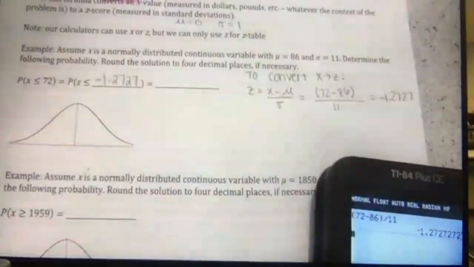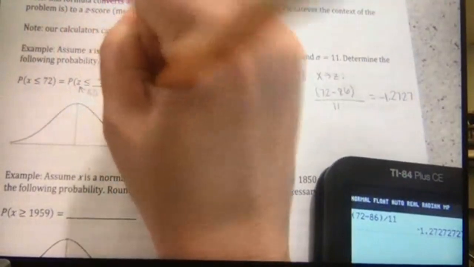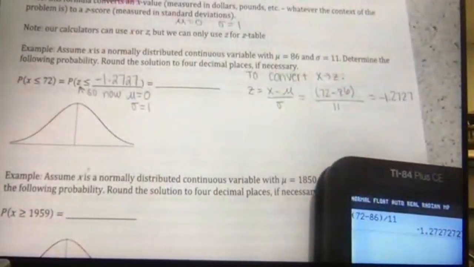So what's the probability that z is less than or equal to negative 1.2727? Now it's in a z value. So now our mean is 0 and our standard deviation is 1. We standardized it, so we made our mean 0, we made our standard deviation 1 by turning it from x's to z's, and now it's exactly like the previous problems we've been doing.